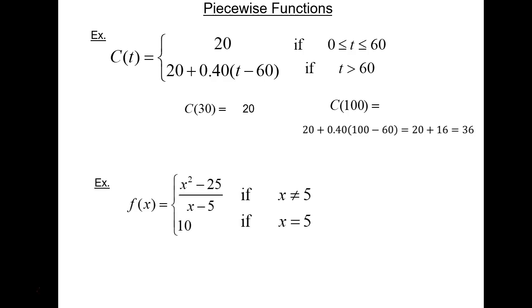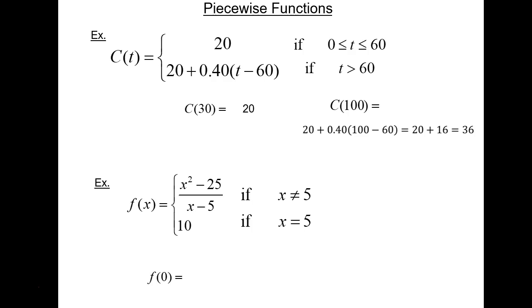So this time we have the function f of x equals (x squared minus 25) divided by (x minus 5) if x is not equal to 5. If x happens to be 5, use the bottom piece, which is just the constant function 10.